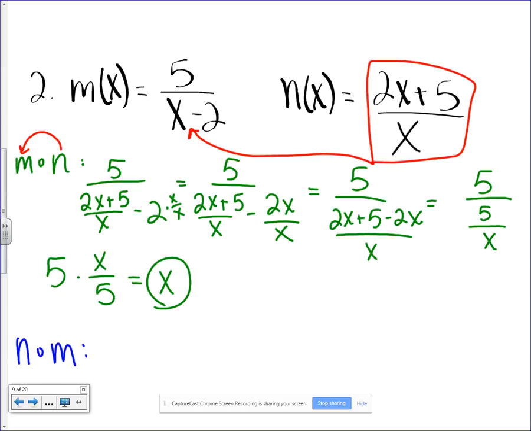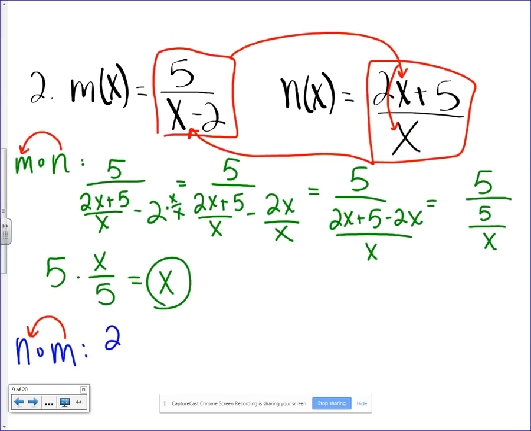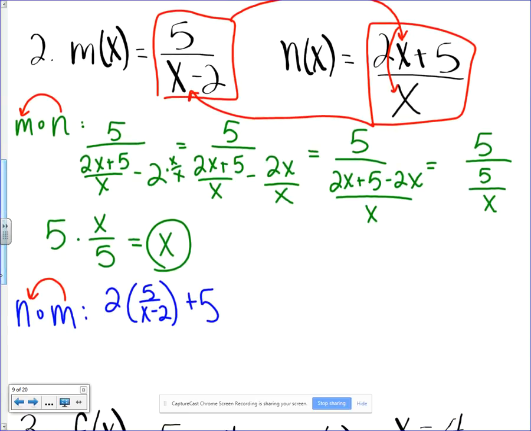Go the other way. I'm going to take this m function and put it into the n function. So I'm going to take this, and I'm going to plug it in both places for the x. So you can see this is going to get a little bit complicated here. So there's my numerator. And there's my denominator.